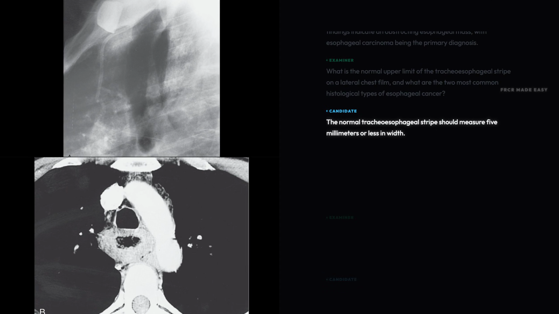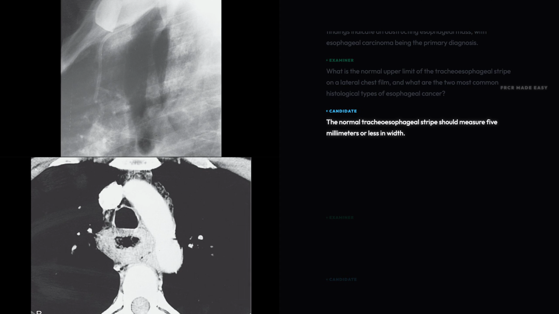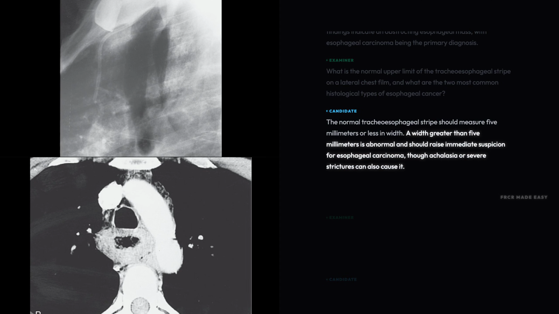The normal tracheoesophageal stripe should measure 5 millimeters or less in width. A width greater than 5 millimeters is abnormal and should raise immediate suspicion for esophageal carcinoma, though achalasia or severe strictures can also cause it.